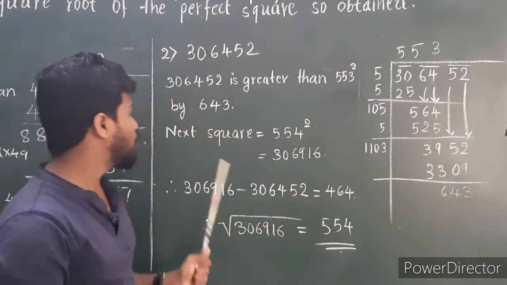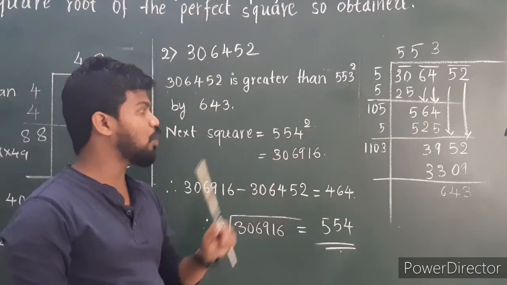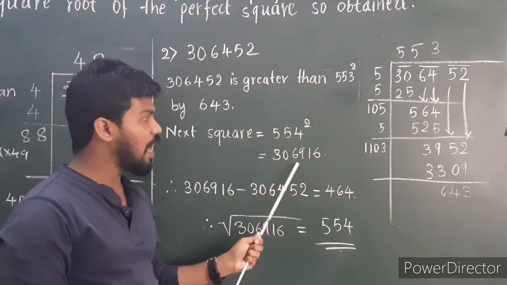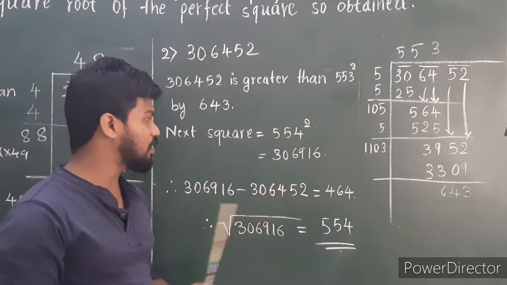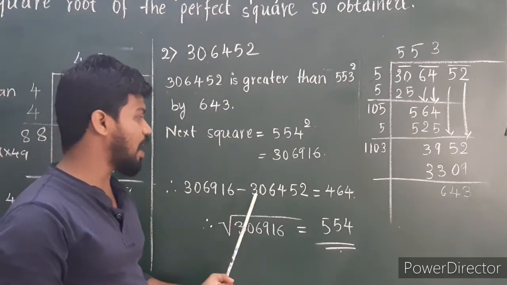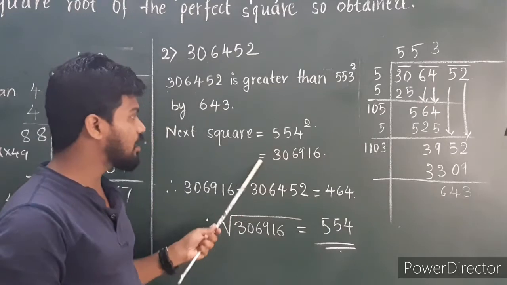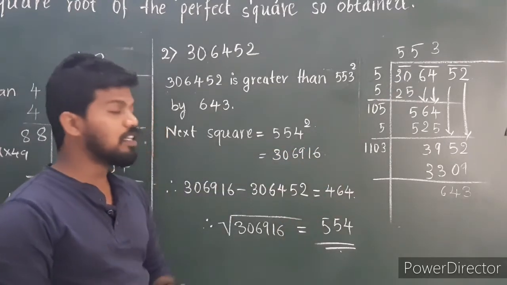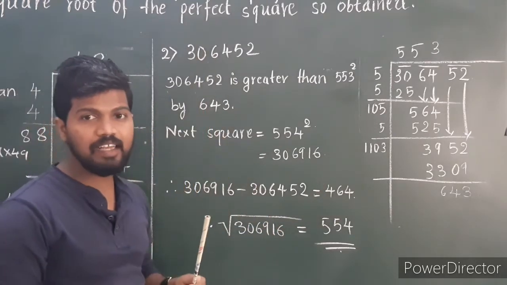You see that the next square after 553 square is 554 square. So 554 into 554 you got 3,06,916. Now you subtract 3,06,916 minus 3,06,452. That means the larger next square minus the given number, you get 464. Therefore, 464 is the smallest number that we have to add in the question.